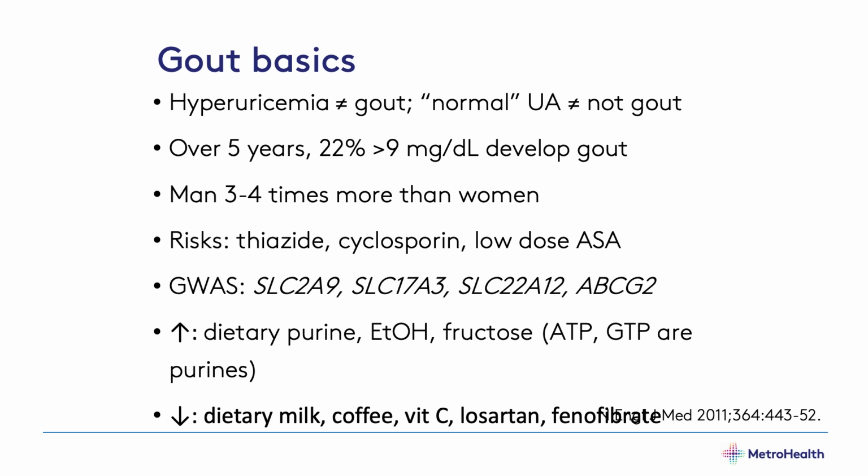Things that we do that could increase uric acid levels include dietary purines, alcohol, high fructose corn syrup, for example. Just a reminder that both ATP and GTP are also purines. So perhaps that's why there's this common notion that red meat can stir up gout. Dietary items that reduce uric acid levels include dietary milk, coffee, vitamin C, losartan, and fenofibrate.